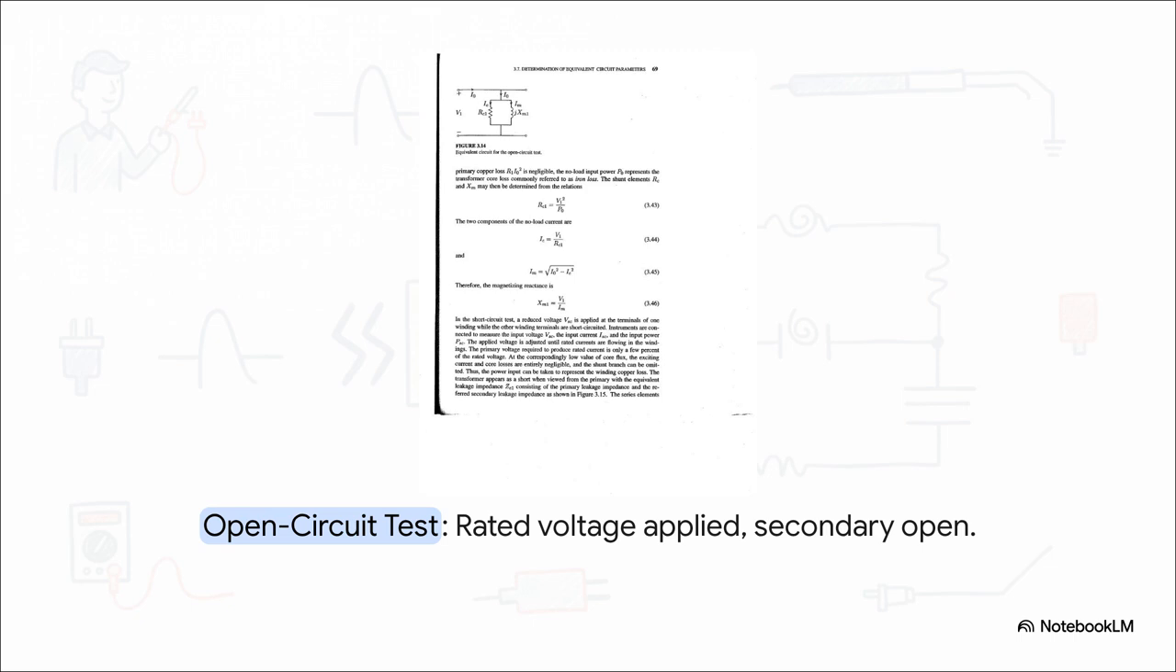So we leave one winding completely open, usually the high voltage side, and we apply the normal rated voltage to the other side. Since the secondary is open, there's no load current flowing. The only current that does flow is that tiny little overhead current needed to magnetize the core. And because this current is so small, the friction from the series impedance is practically zero. This perfectly isolates our shunt admittance. We measure the input power, voltage, and current, and boom, we have our exact core loss and magnetizing reactance.